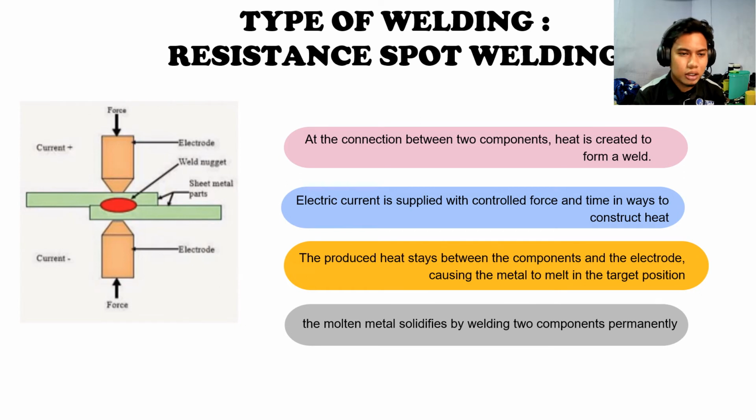The last part is type of welding. The first type is resistance spot welding. At the connection between two components, heat is created to form a weld. Electric current is supplied with controlled force and time in order to generate heat. The produced heat stays between the components and the electrode, causing the metal to melt in the target position. The molten metal solidifies, welding the two components permanently.